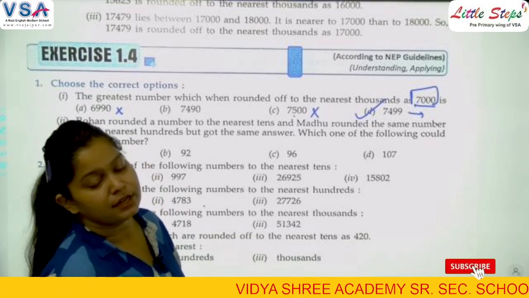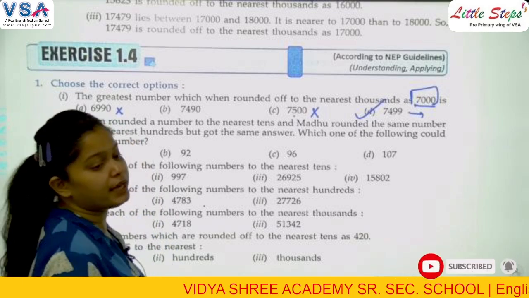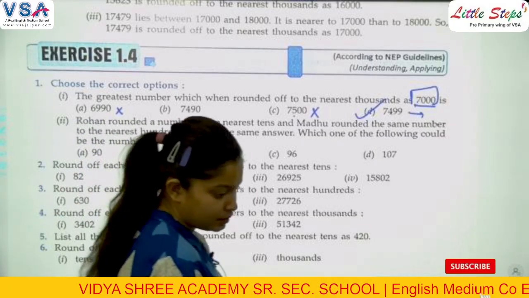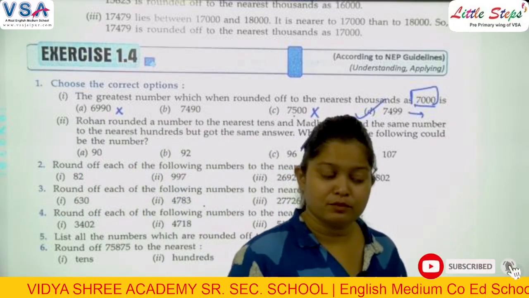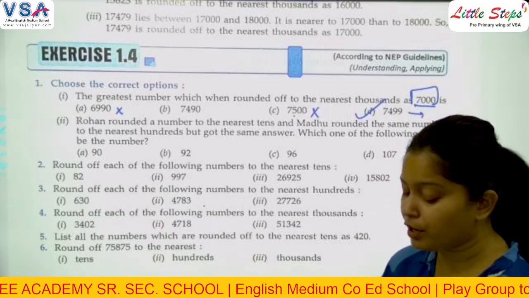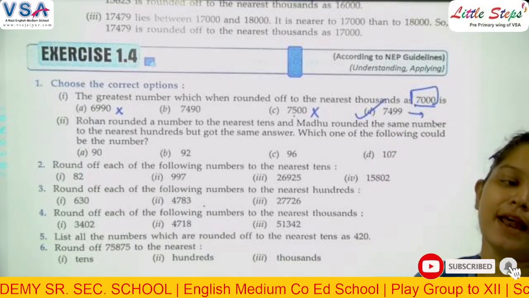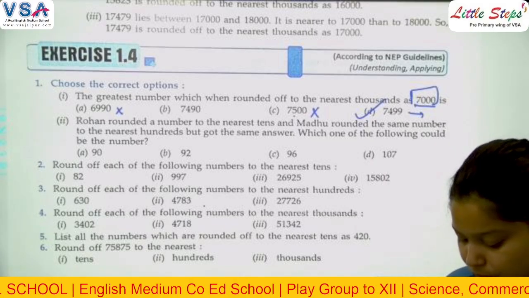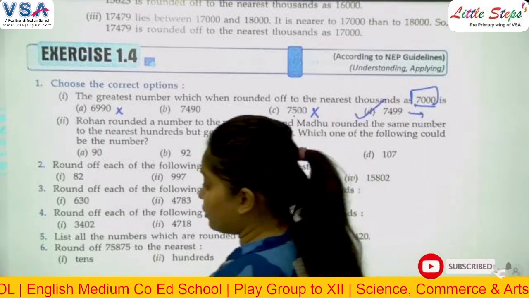What do you have to write? You have to directly tick option D, and option D is the correct answer. So are you getting my point? What I'm teaching you, the whole exercise is all about rounding off numbers according to the estimation of the tens place, hundred place and thousand place. So read question number 2. What is question number 2 saying?